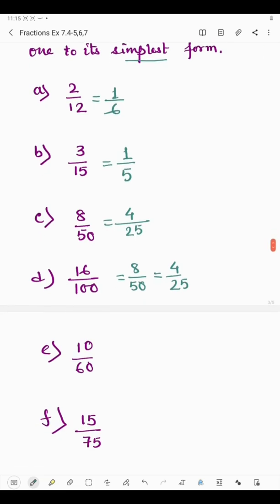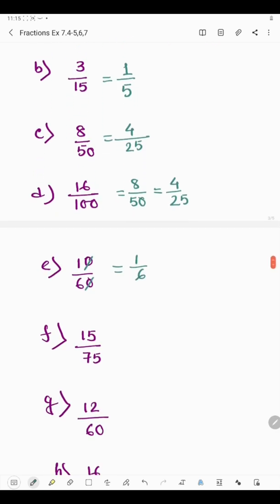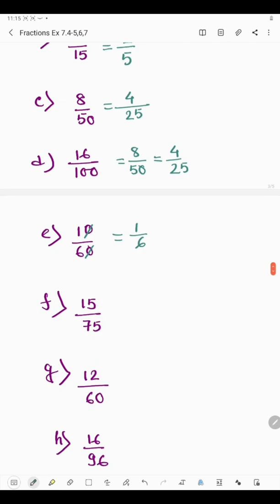Now coming to next, we have 10 by 60. So if you cancel the zeros, we have 1 by 6. Then in the F part we have 15 by 75, both come in 5's table as last digit is 5, so 5 3s are 15, 5 15s are 75. Okay, so here we have divided the numerator and denominator by 5. Now 3 and 15 both come in 3's table, so we can divide the numerator and denominator by 3. So 3 1s are 3, 3 5s are 15. Okay, so 1 by 5 is the reduced form.